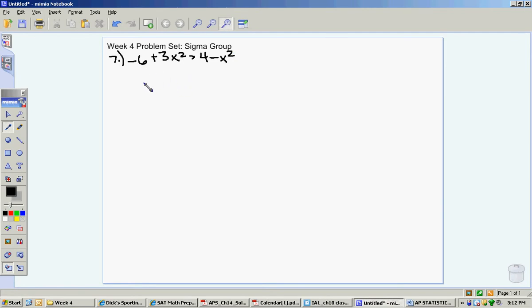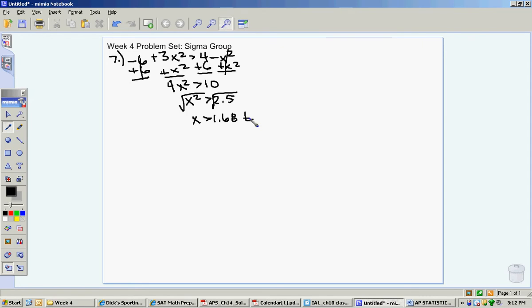All you'd have to do there is add 6 to both sides, add x squared to both sides, getting the constants on one side, the numbers on the other side. That cancels, we have 4x squared is greater than 10. Divide by 4 on each side, now we have x squared is greater than 2.5, and square root both sides. And we see that x has to be at least 1.68. The only answer choice that works there is E, 5/2, which is 2.5. You just got to be careful with your fractions and your parentheses if you're plugging in answer choices and going from there.